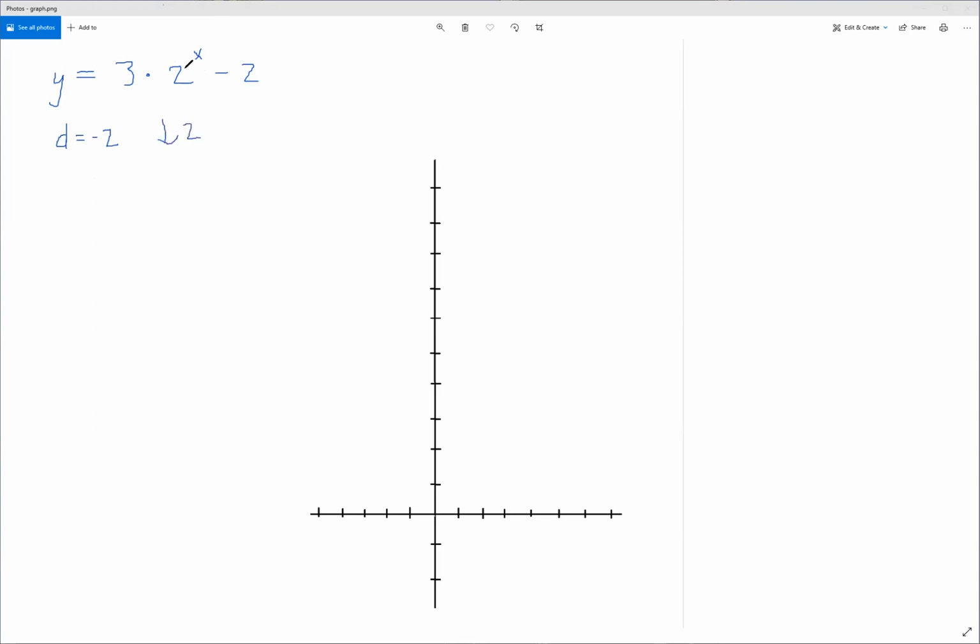This 2 is just the base. But this 3 is not an add or subtract. It's a multiply. So that means it's an a value. This means we are stretching by a factor of 3. So everything is going to get 3 times as tall as it would have been.